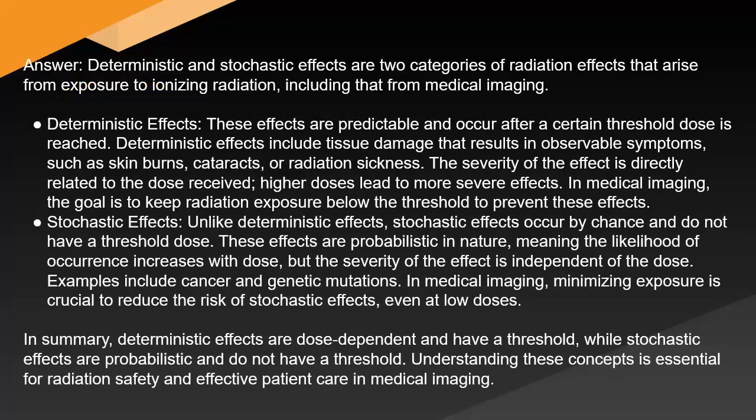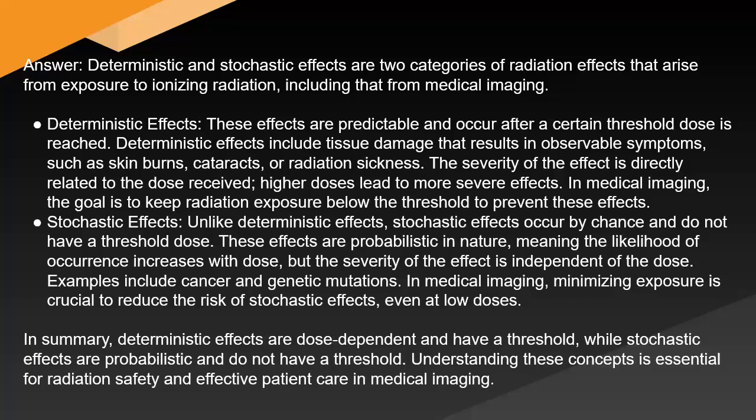Define and differentiate between deterministic and stochastic effects of radiation exposure in medical imaging. Answer: Deterministic and stochastic effects are two categories of radiation effects that arise from exposure to ionizing radiation, including that from medical imaging. Deterministic effects. These effects are predictable and occur after a certain threshold dose is reached. Deterministic effects include tissue damage that results in observable symptoms, such as skin burns, cataracts, or radiation sickness. The severity of the effect is directly related to the dose received. Higher doses lead to more severe effects. In medical imaging, the goal is to keep radiation exposure below the threshold to prevent these effects.